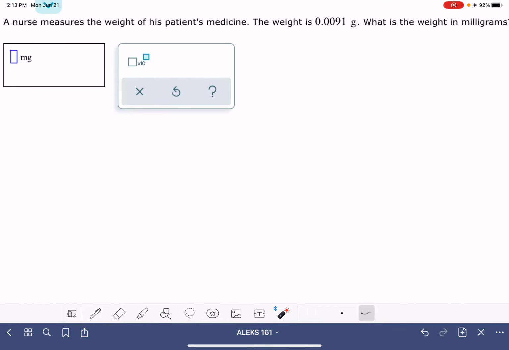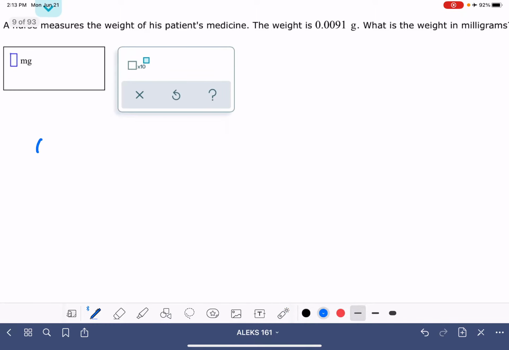So you might be able to just do this in your head depending on how comfortable you are with the metric system. If you're not super familiar with the metric system, I'm going to show you how to write this problem out. So you'll be able to solve no matter what type of problem they give you.